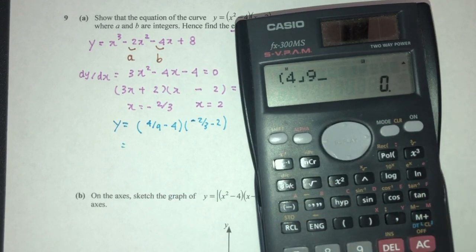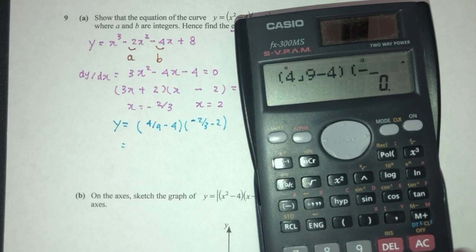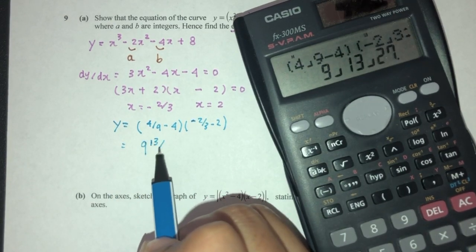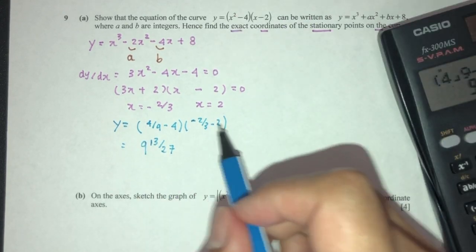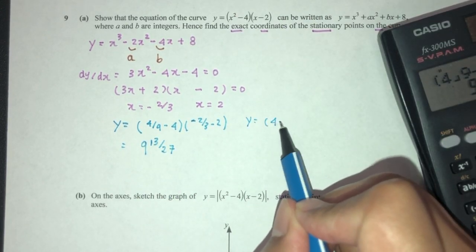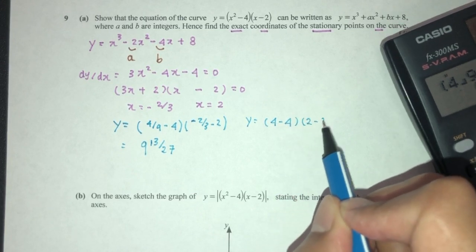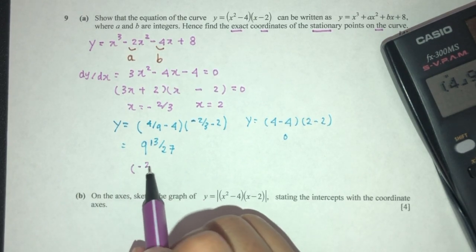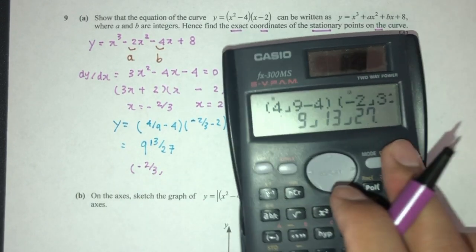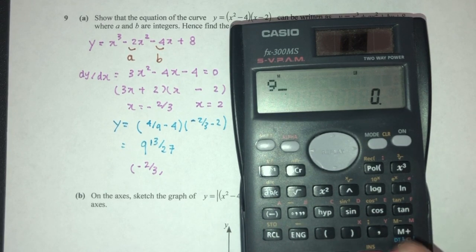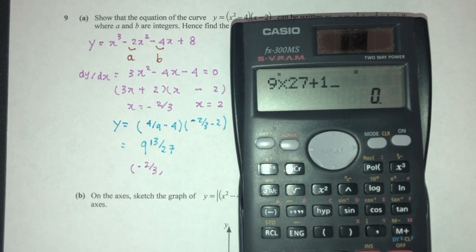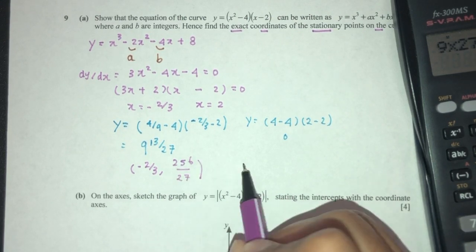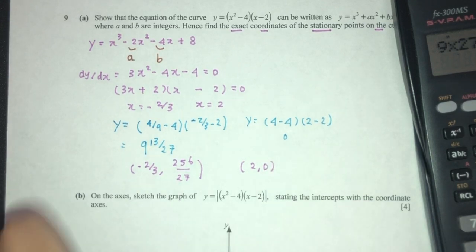4 over 9 minus 4 times minus 2 over 3 minus 2. That will be 9, 13 over 27 for the first value. Now for this one, y will be 4 minus 4, and the rest we don't care because it will be 0. So the two stationary points will be, the first one is minus 2 over 3, and then let's simplify. 9 times 27 plus 13, that will be 256 over 27, and this will become 20. But let's check. I'm not too sure if that's okay.